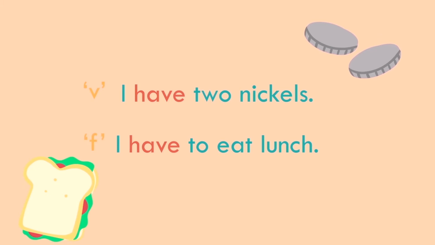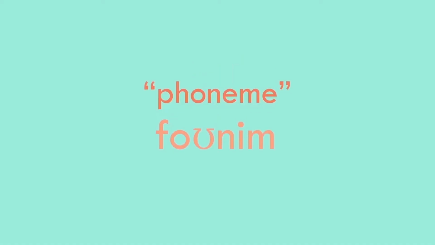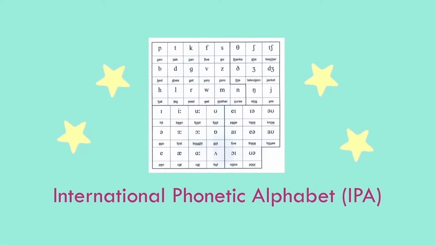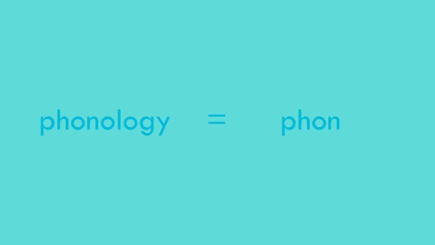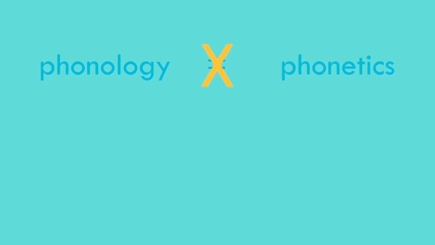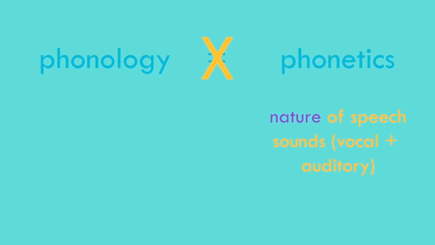To describe the phonemes in writing, we use a system called the International Phonetic Alphabet, which consists of over 100 symbols. It is important to know that phonetics and phonology are not synonymous. Phonetics studies the nature of speech sounds. Phonology studies how speech sounds form systems and patterns.